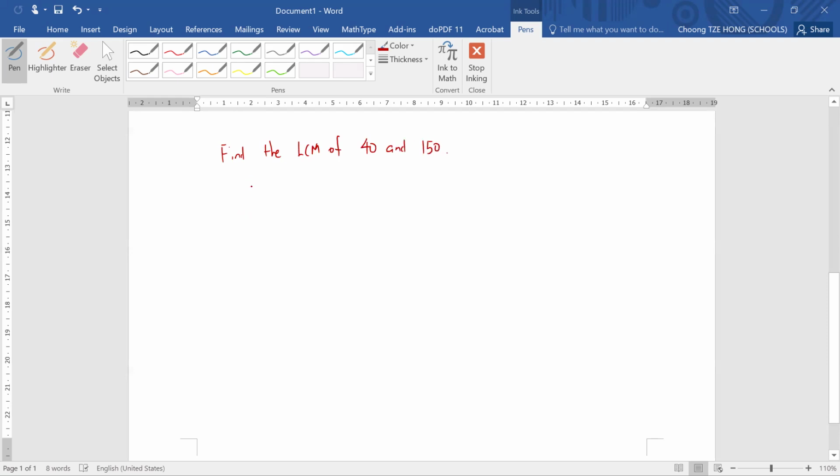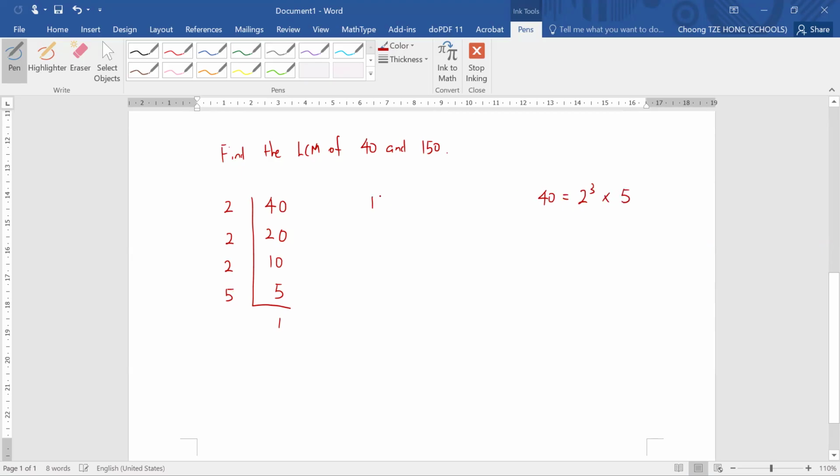For 40, we divide by 2 to get 20. 20 divided by 2 gets 10. 10 divided by 2 gets 5. 5 divided by 5 we get 1. So 40 is 2 cubed times 5. Let's write it down over here: 2 cubed times 5.